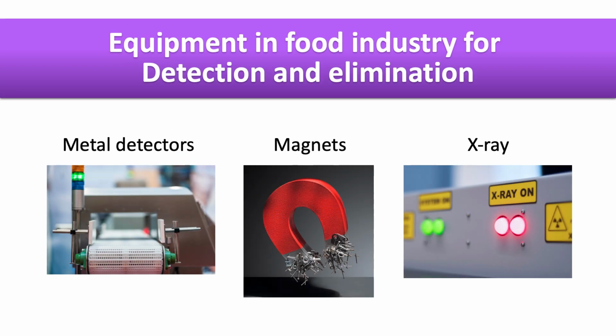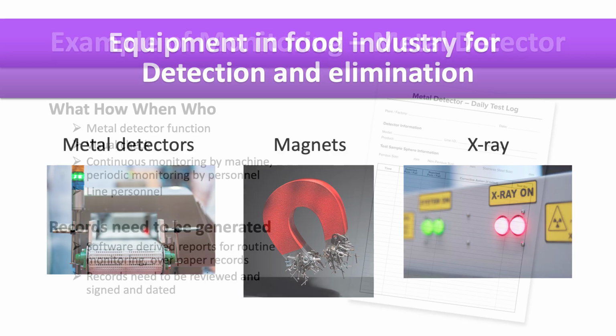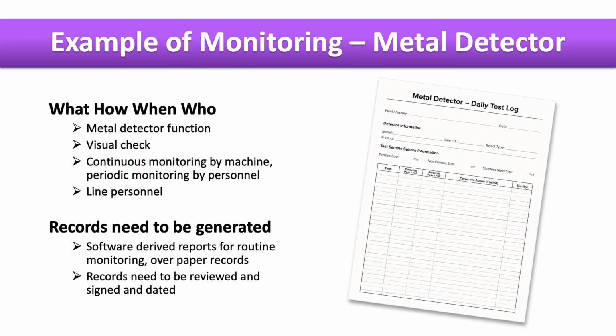What are some equipment commonly used in the food industry to detect and eliminate physical hazards? If the food products have concerns associated with metallic physical hazard contamination, metal detectors or magnets are often used to control the hazards. If other non-metallic physical hazards may be a concern, then X-ray will be helpful in eliminating the hazard.